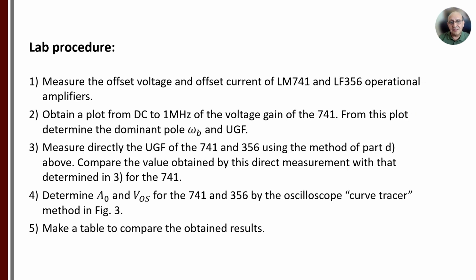Lab procedure. Basically, we just have to follow the steps. It's very straightforward. You remember the objective of this lab is to find DC gain, unity gain bandwidth, confirm the slope of the gain frequency response, then find the offset voltage, input bias offset, and well, in this case we are not measuring directly the input bias current, and that's basically it for this lab.